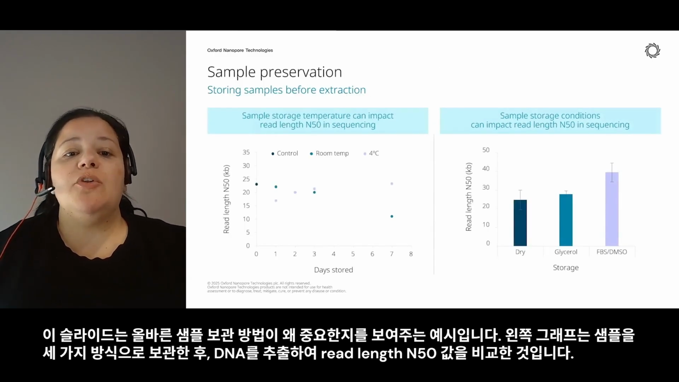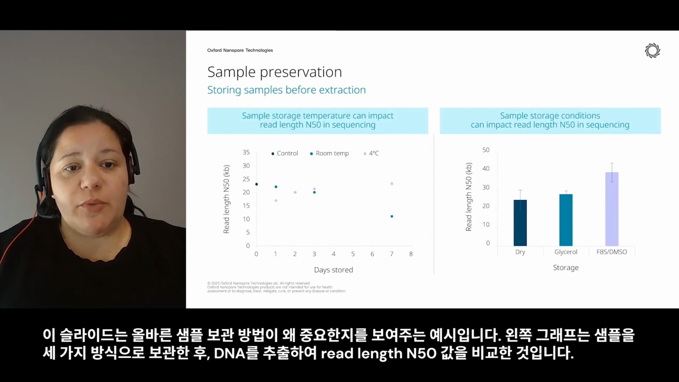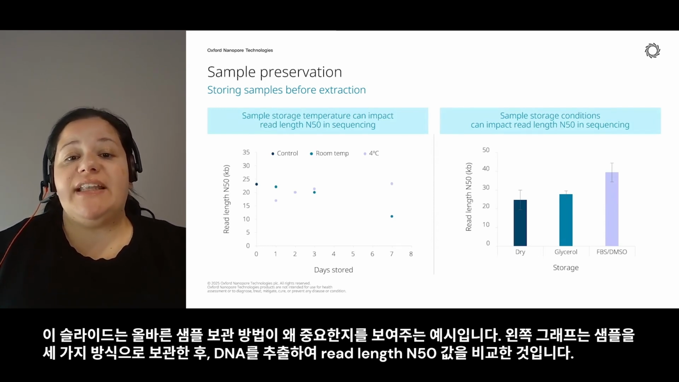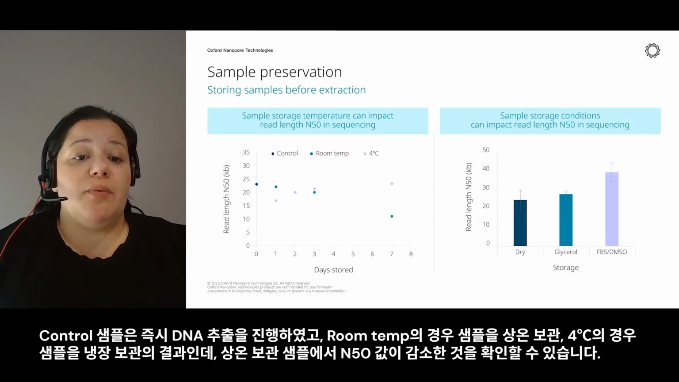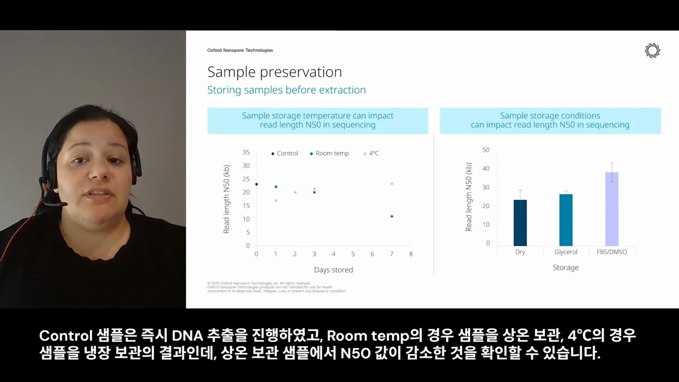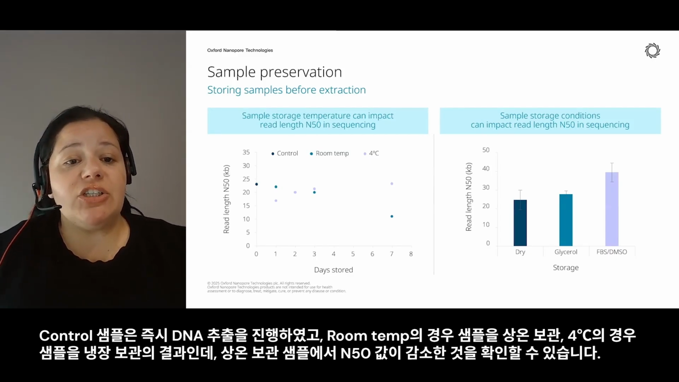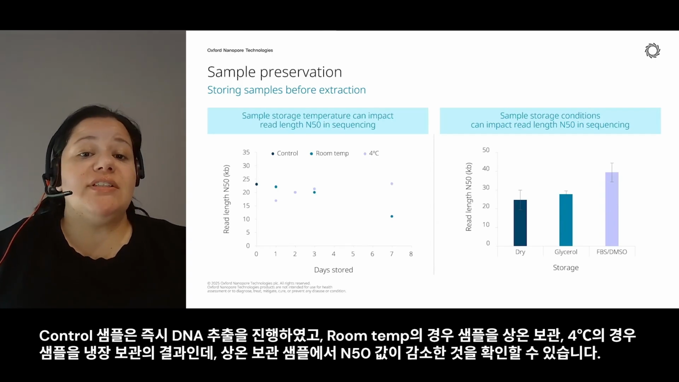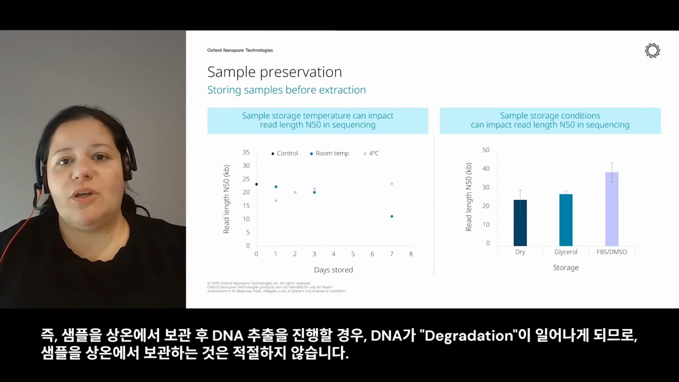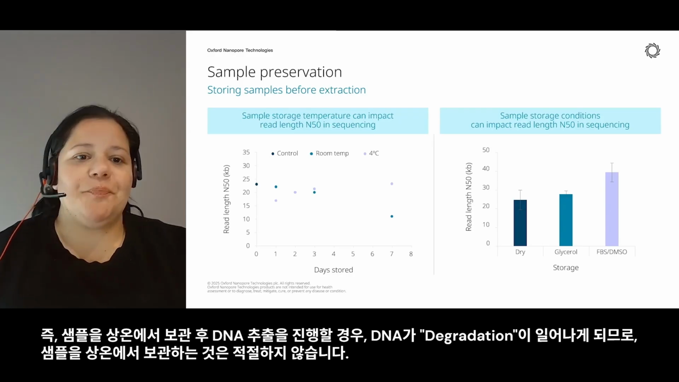Here is an example of the importance of optimal sample preservation. On the left, you'll see the read length N50s for DNA that was stored in 3 different ways before I extracted the DNA. It was sequenced straight away, so the control sample, and sequenced after storage at room temperature or at 4 degrees. And as you can see, there is a reduction in the read length N50 for the sample kept at room temperature, showing that the sample degraded. Room temperature is not good to store samples.